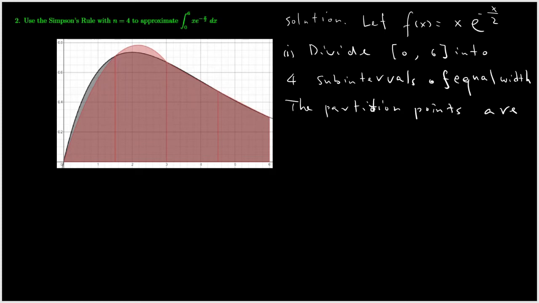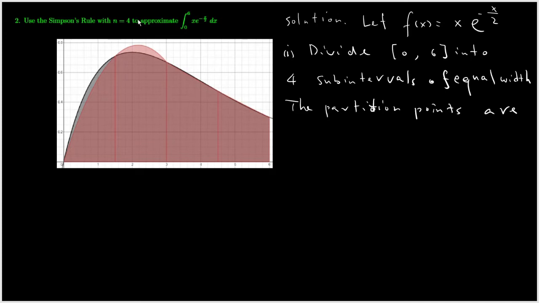Now we work on another question. You look at question 2 on the screen. This time we are going to use the Simpson's rule with n value of 4 to approximate the same integral, the integral from 0 to 6 of x times e to the power of negative half of x. The first thing we do is the same as before. We divide the interval from 0 to 6 into 4 subintervals this time, because we are going to use n value of 4.